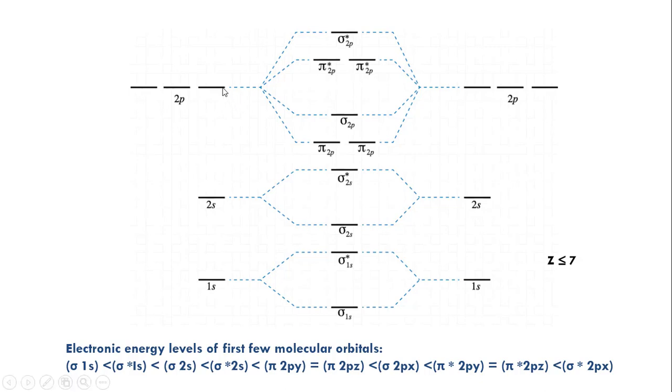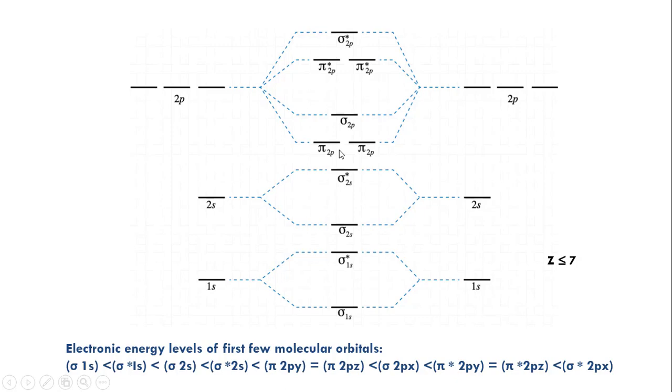So if this is a 2px orbital, this should be a 2px orbital; if this is a 2py orbital, this should be a 2py orbital; if this is a 2pz orbital, this should be a 2pz orbital. In that manner, when the horizontal overlapping takes place, that will give the sigma 2p molecular orbital, which is at a lower energy level, that means it is a bonding molecular orbital. When the vertical and slant orbitals overlap, that will give the pi bonding.